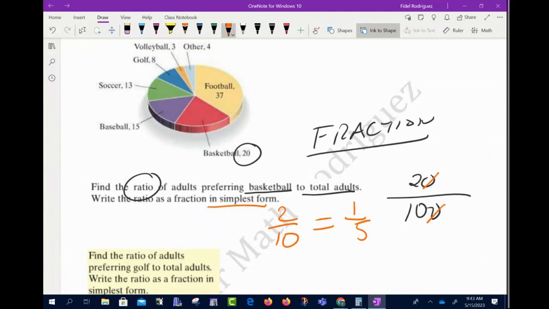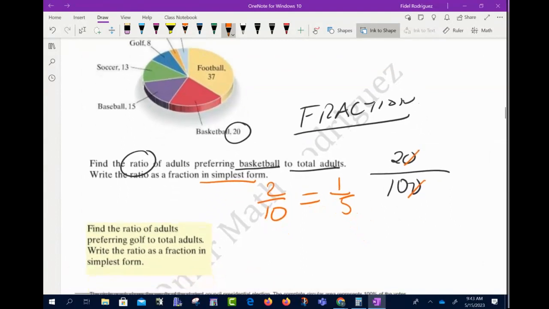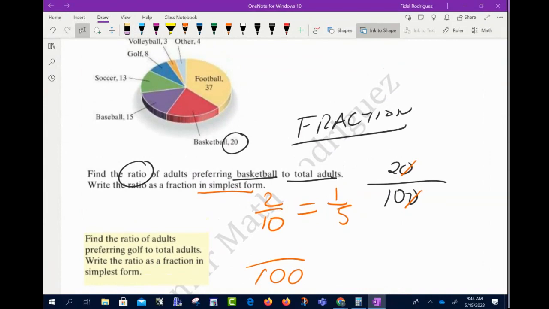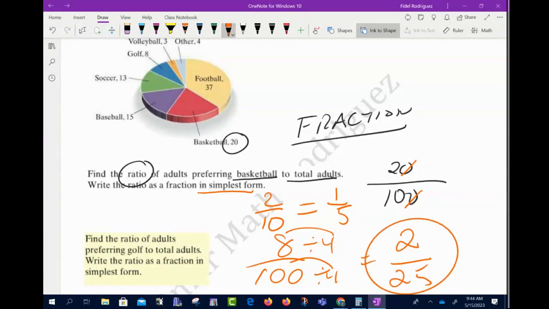Okay, the next question says, write the ratio of adults preferring golf to total adults. So remember, my total was already 100, right? How many folks like golf? 8. Okay, y'all, what do you think we can divide them both by? Let's go by 4. Okay, 4 goes into 8, 2 times, right? Anybody know how many times 4 goes into 100? 25, boom, and then you're done.